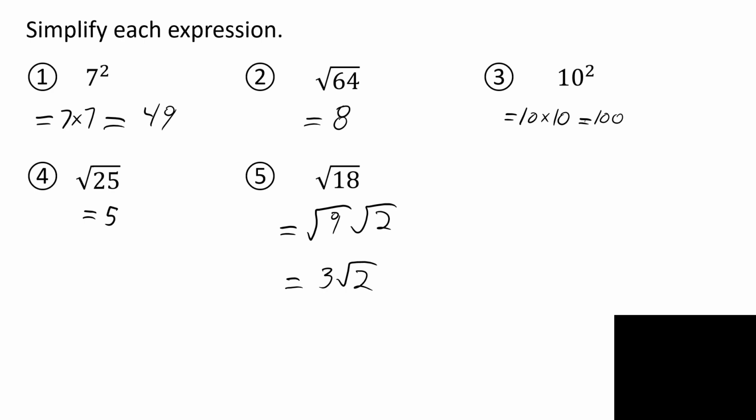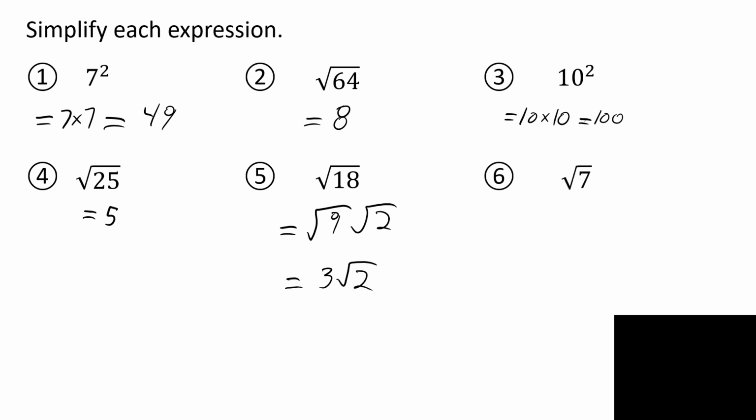Now, if you're wondering why I chose 9 times 2 instead of 6 times 3, well, if I'd done 6 times 3, I can't take the square root of 6. I can't take the square root of 3. I have to be able to take the square root of one of those numbers. That's why I chose 9 times 2 for 18. And that answer is as simplified as we can make it.